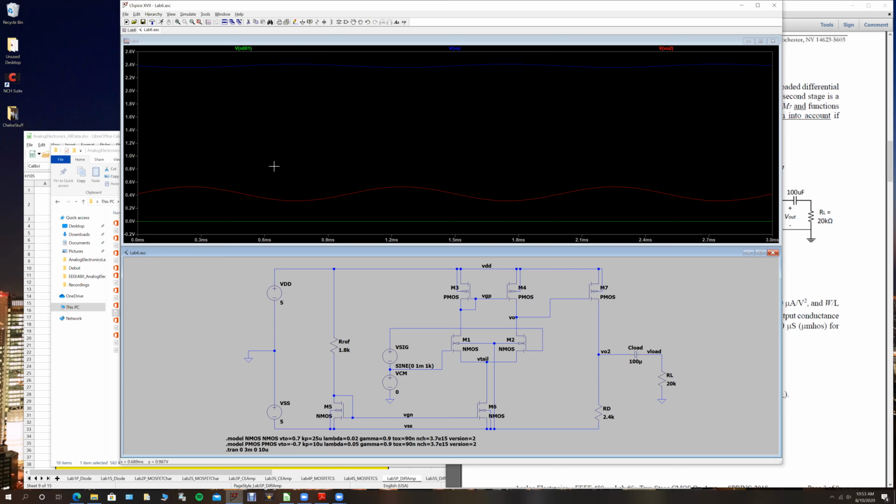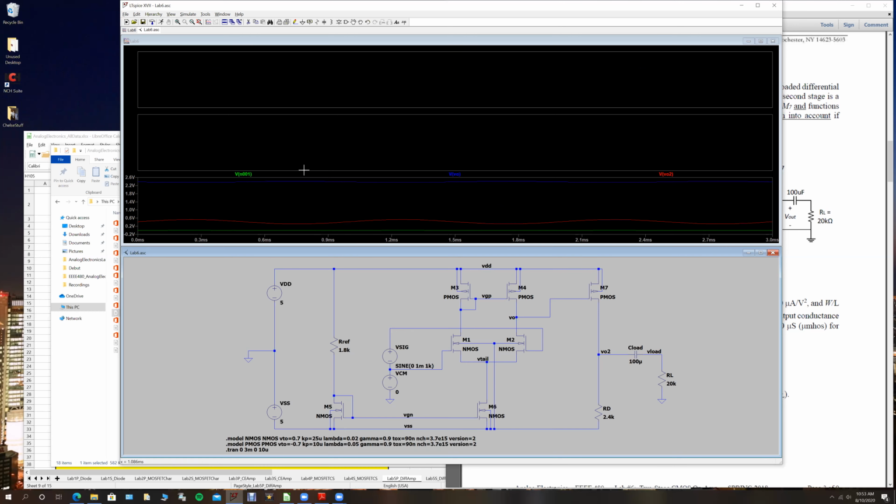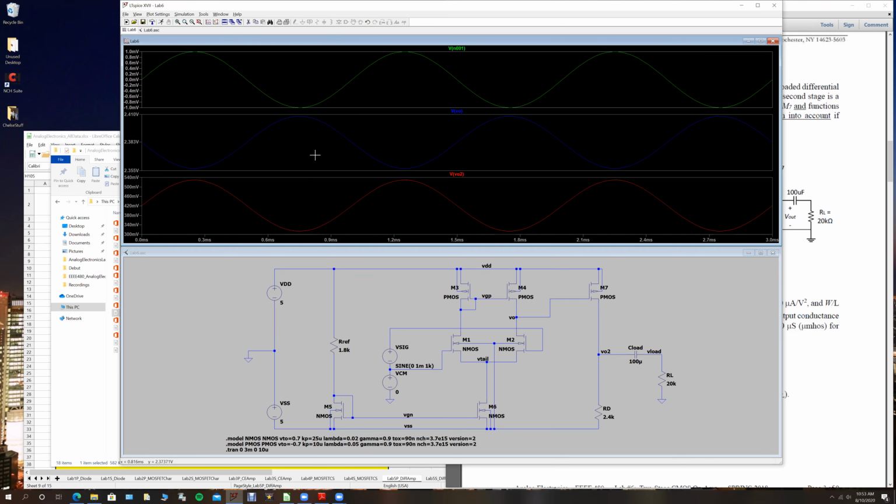So I'm going to separate these by right-click, add plot pane, and then I'm just going to drag them to separate them out. And so each stage is inverting. So a positive input here leads to a negative output from the first stage, which becomes positive again once you come out of the second stage.